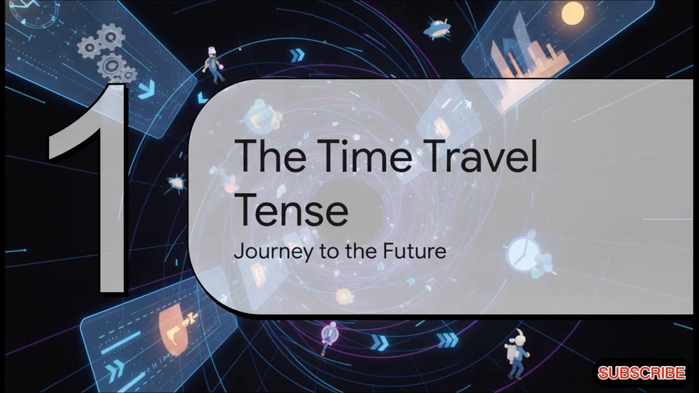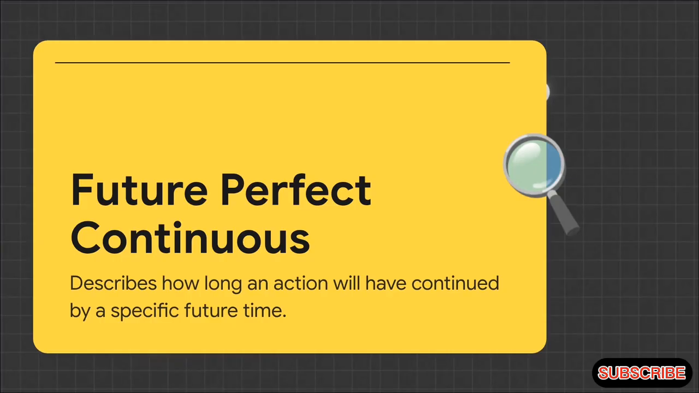Journey to the future. So what exactly is the future perfect continuous tense? Well, to put it simply, it describes just how long an action will have continued by a specific future time. I really want you to focus heavily on that phrase, how long. The absolute key to this tense is duration. We aren't just talking about something happening in the future, we're talking about an action that's been rolling along, taking up time, and we're measuring exactly how much time that is by the time we hit a specific point in the future.